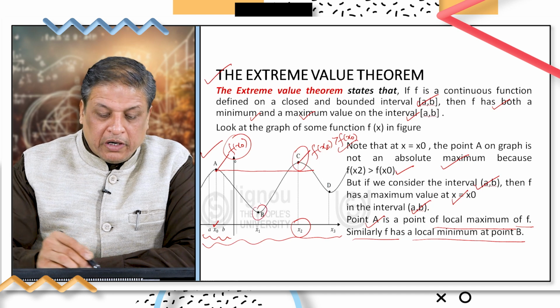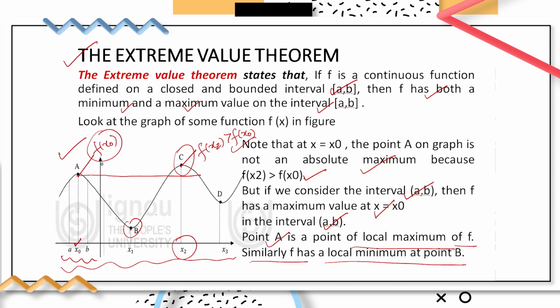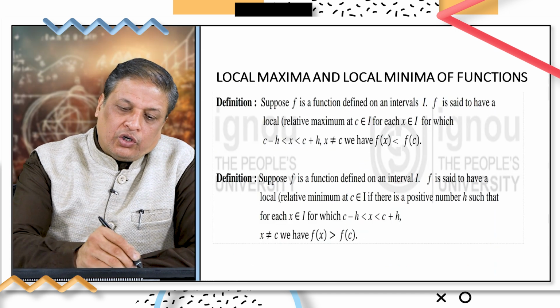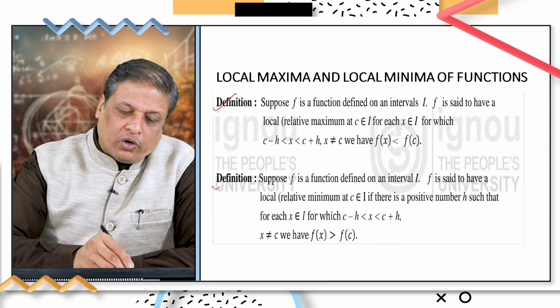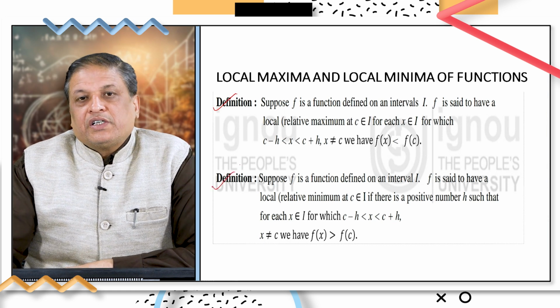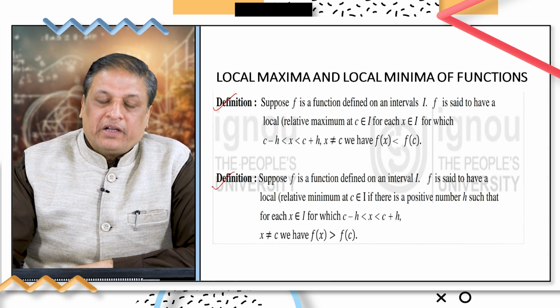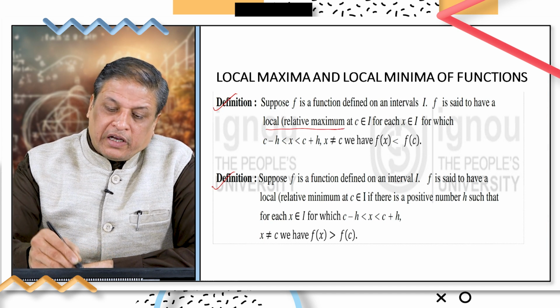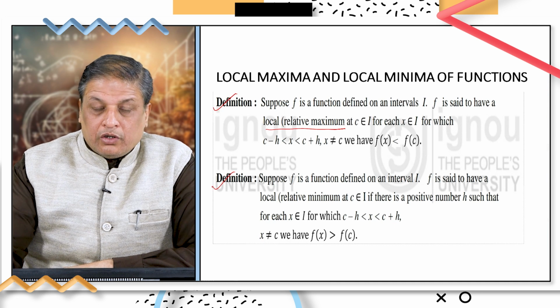Similarly, f has a local minima at point B. Graphically, let us understand what we mean by local minima or local maxima, and absolute minima and absolute maxima. In order to formally define what we mean by local minima and local maxima, two definitions are given in your self-learning material.